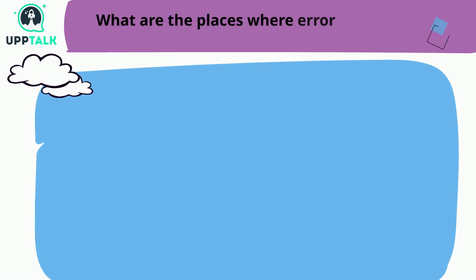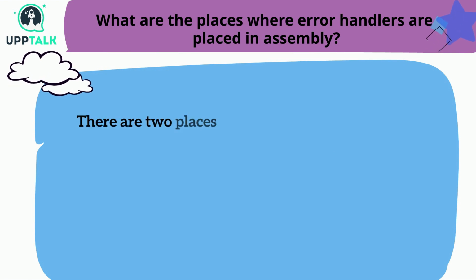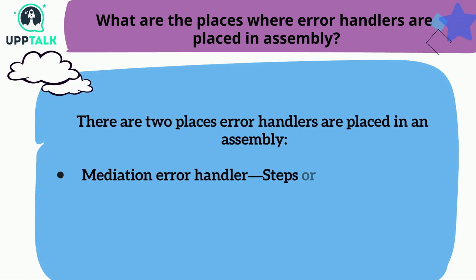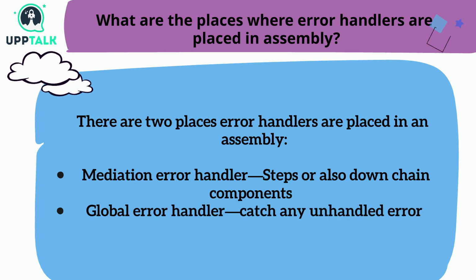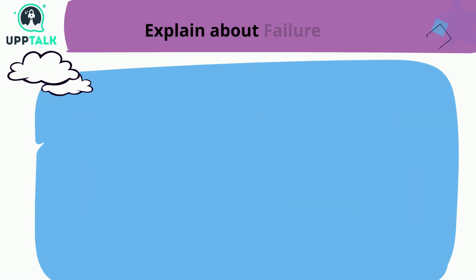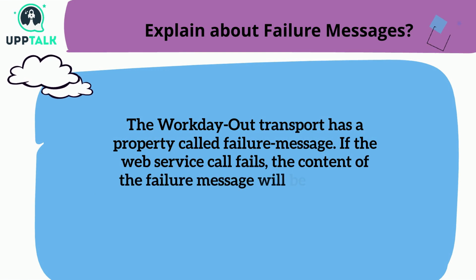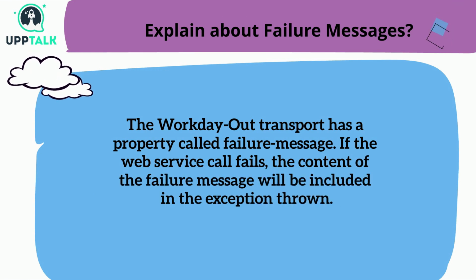What are the places where error handlers are placed in an assembly? There are two places error handlers are placed in an assembly. Mediation error handler steps, or also down-chain components. Global error handler catches any unhandled error. Explain about failure messages. The Workday out transport has a property called failure message. If the web service call fails, the content of the failure message will be included in the exception thrown.